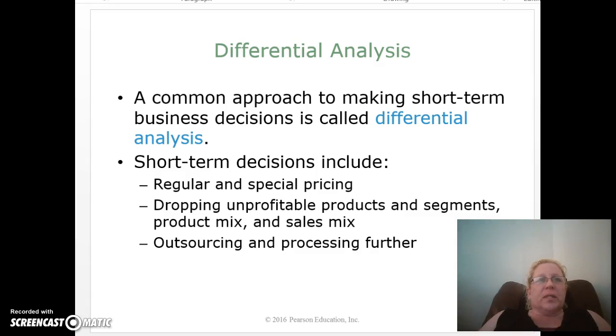In this chapter, we'll consider several kinds of short-term business decisions, such as regular and special pricing, dropping unprofitable products and segments, product mix and sales mix, and outsourcing and processing further. As you study these decisions, keep in mind the two keys in analyzing short-term special business decisions. First, focus on relevant revenues, costs, and profits. Irrelevant information only clouds the picture and creates information overload.